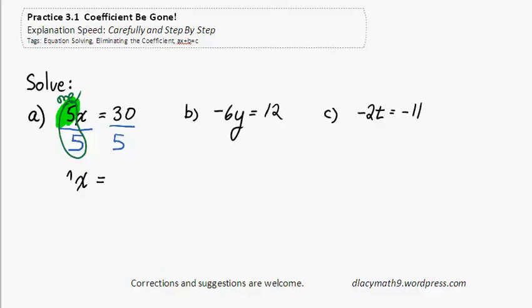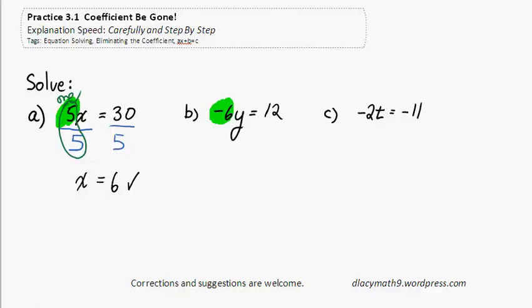Now, if you really want to write a 1 there, you can. It just kind of shows you're just learning how to do it. Generally, we just write x. And on the right, work this fraction out as a division. 30 divided by 5 is 6. The answer is 6. Moving on to the next one, our coefficient is negative 6.